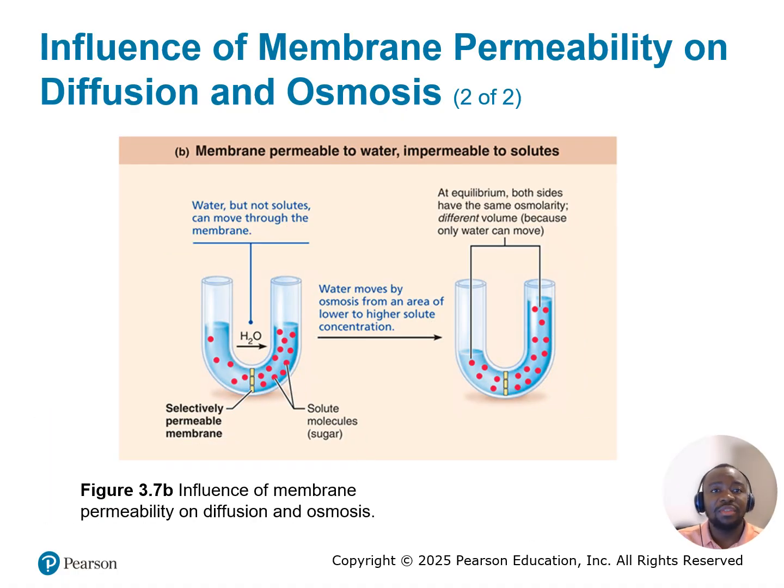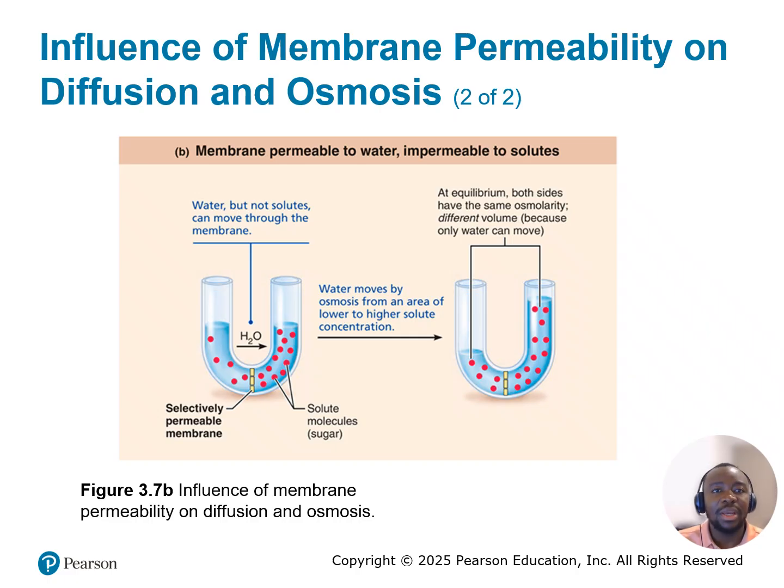When solutions of different osmolarities are separated by a membrane that is permeable only to water, only osmosis will occur until equilibrium is reached. Water will have net movement across the membrane until osmolarity is balanced on both sides. This results in volume changes on both sides of the membrane. The volume of the side with higher solute concentration will increase, while the side with lower solute concentration will decrease.